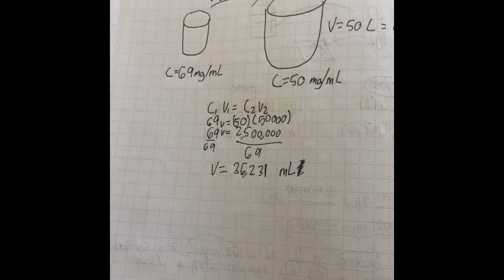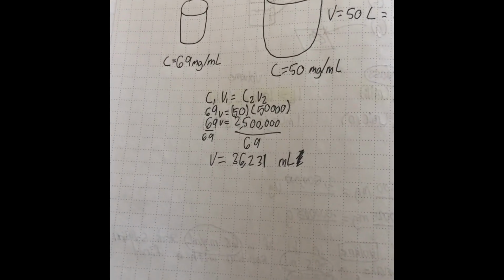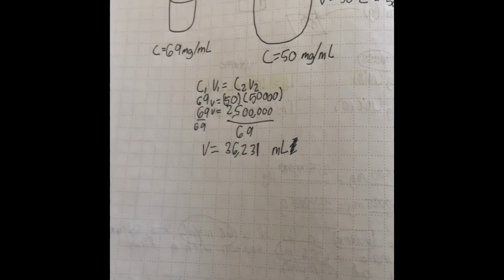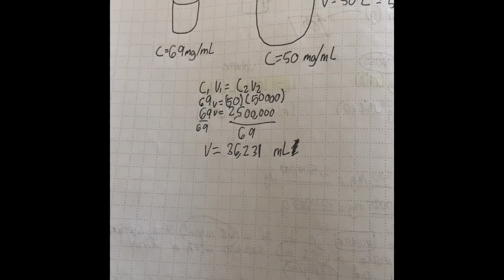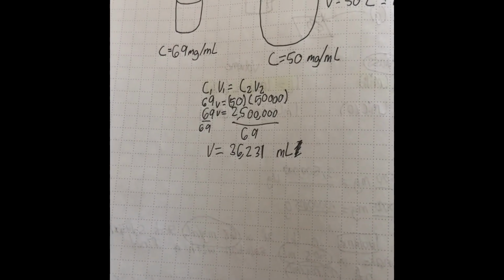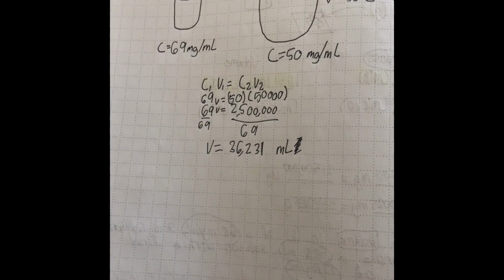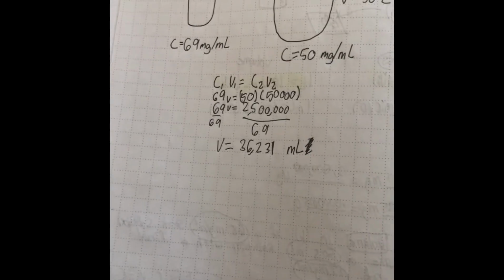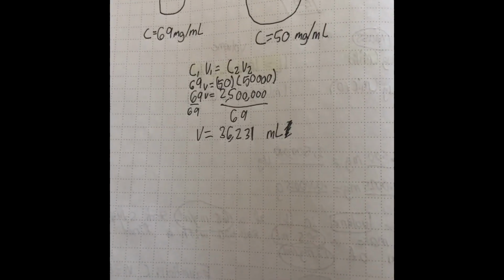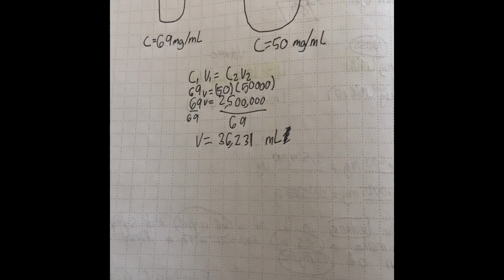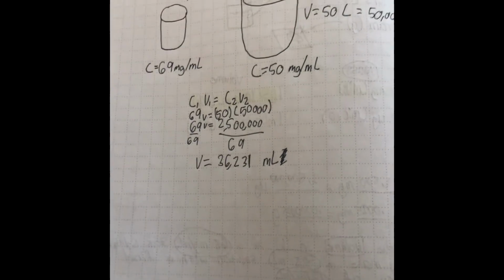So we can plug our pieces into the equation and we'll get 69V equals 50 times 50,000, which will simplify to 69V equals 2,500,000. And then you're going to divide both sides by 69, and your answer will come out to be about 36,231 milliliters.